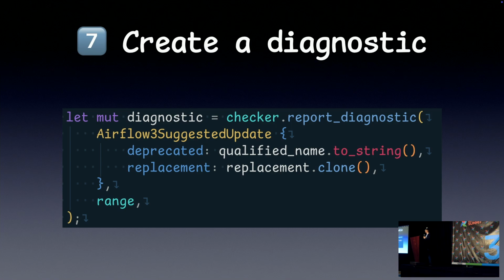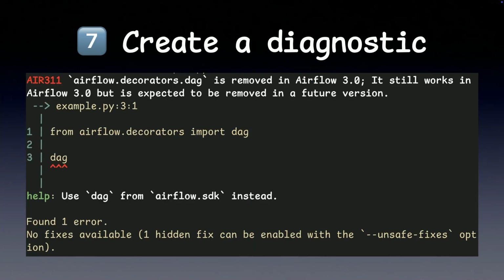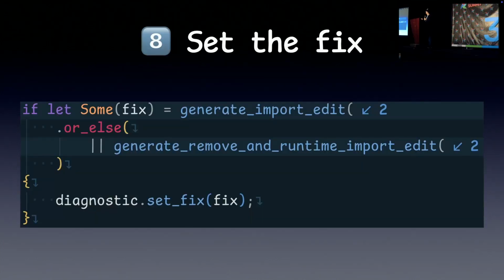We'll create a diagnostic. This diagnostic is basically what Ruff tells you: you shouldn't do something, and how you should fix it. So if you don't pass the fix flag into ruff check, it will tell you airflow.decorator.dag is removed in Airflow 3.0. It still works, but you should probably upgrade to airflow.sdk instead. And there's no safe fix available, but there are some unsafe fixes here. So that's the diagnostic part. But before everything ends, we can set the fix on the diagnostic object.